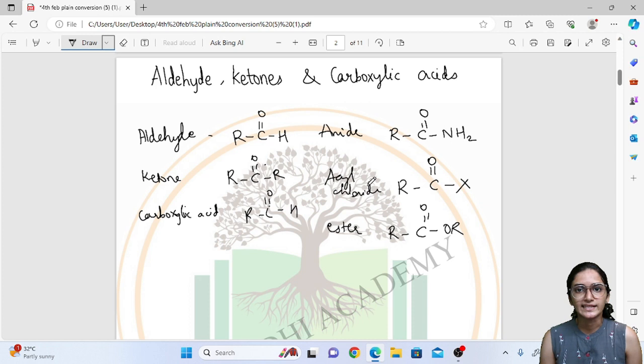For example, vanillin. Vanillin is a compound which is extracted from a plant, that is vanilla, and it is used as a flavoring agent. Okay, then many other compounds we use in fragrances or in the pharmaceutical industry. So these can be used for those purposes. So that's why all these compounds are very important to us and that's why we are studying them.